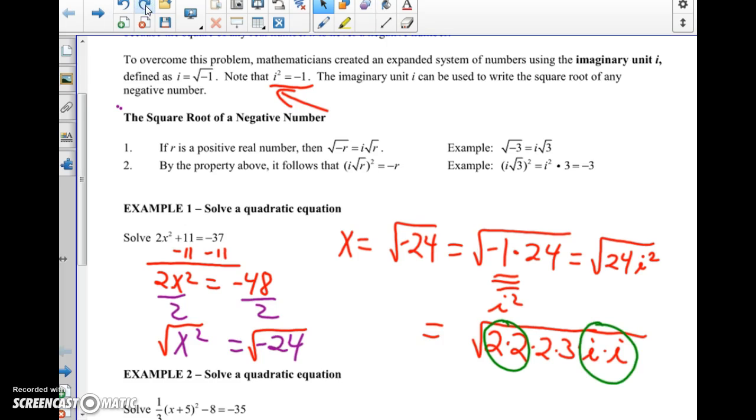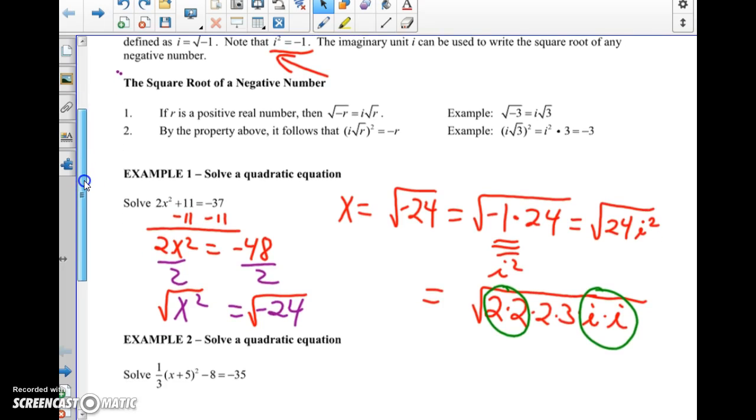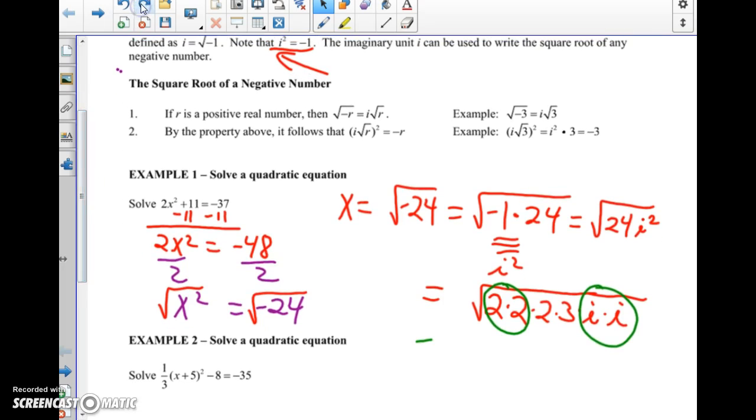What am I going to take out of the square root? 1, 2, and 1 i. You're right. I'm going to take out 1, 2, and 1 i. You got it. What's still going to be inside the square root? 2 times 3, 6. Square root of 6. There you go.